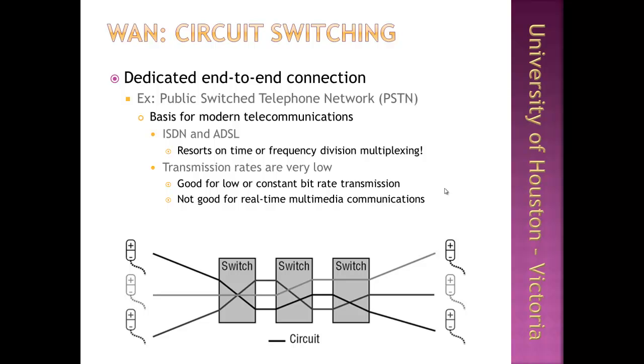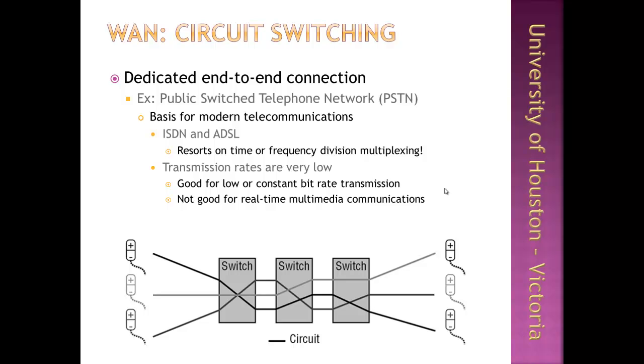The public switched telephone network was initially put into place for voice communication, but has also been used for data transmission and forms the basis of all modem-based communications, integrated services digital network, or ISDN, and asymmetric digital subscriber lines, or ADSL. So if you think about your DSL connection at home that uses a DSL modem, it's still using circuit switching technology, the public switched telephone network, that is also used for voice communication as well as data communication.